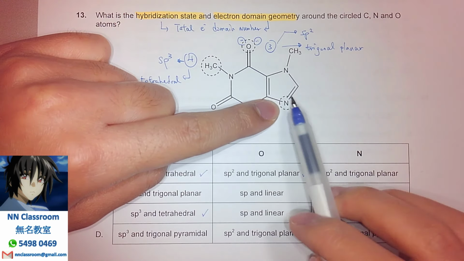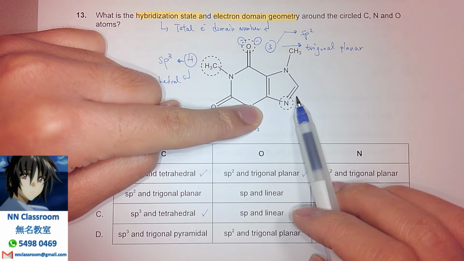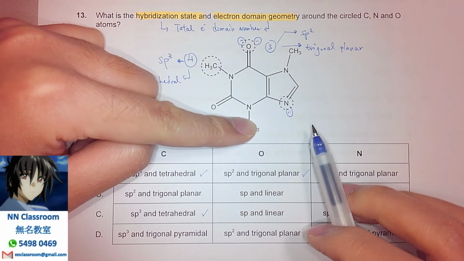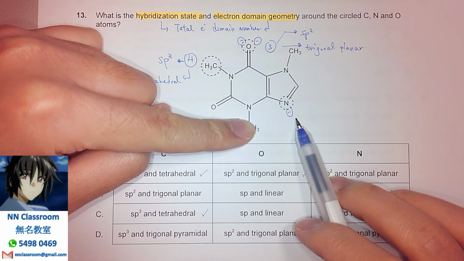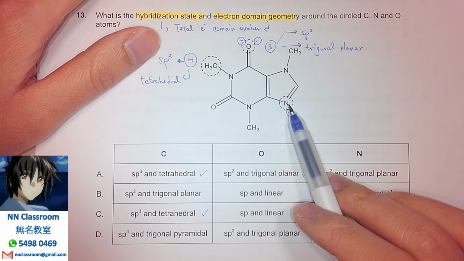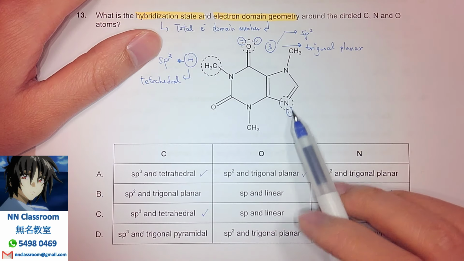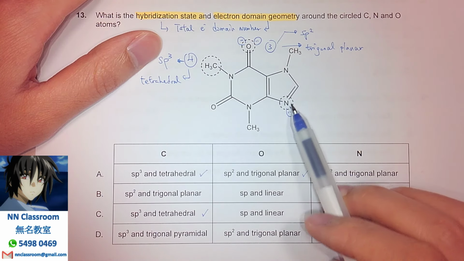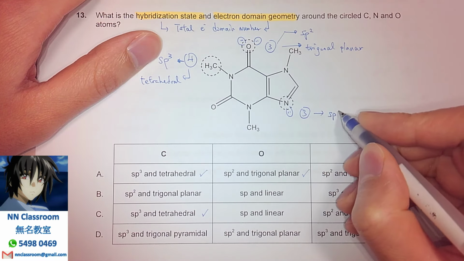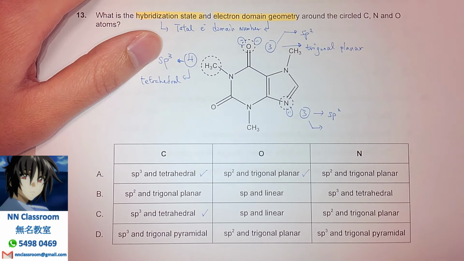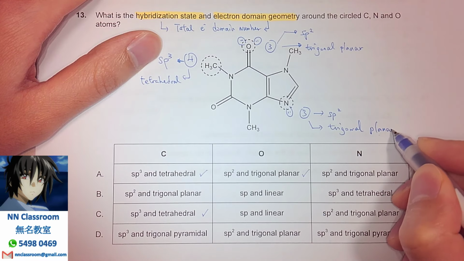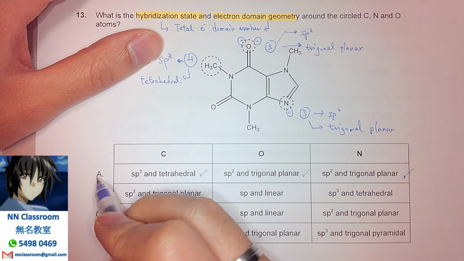In this case of nitrogen, you can see altogether 3 bonds are formed, 1 double and 1 single. Count the electrons carefully and you realize there is still 1 lone pair, because there are 5 electrons around the outermost shell of nitrogen, 3 of them used to form covalent bonds, so 1 lone pair remains. So altogether we have 1, 2, 3, also 3 domains. So it is sp2 hybridization, and the electron domain geometry is still trigonal planar. So obviously the answer is A.